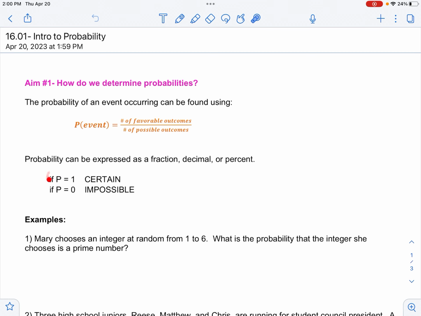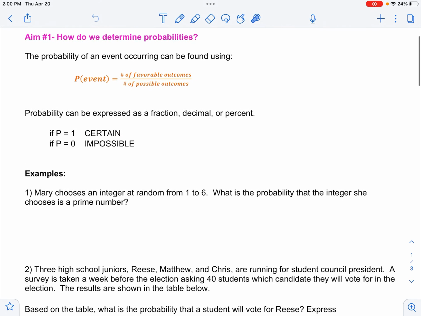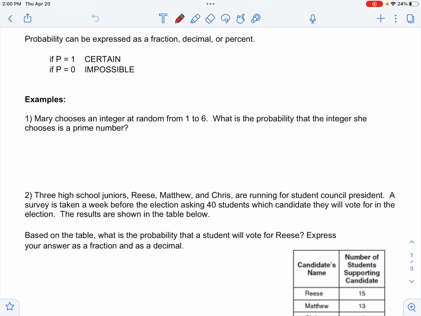If it's a sure thing, it's definitely going to happen, 5 out of 5 times or 10 out of 10 times, that's a probability of 1 or 100%. Or if it's impossible, it can't happen, you have a probability of 0 or 0%.